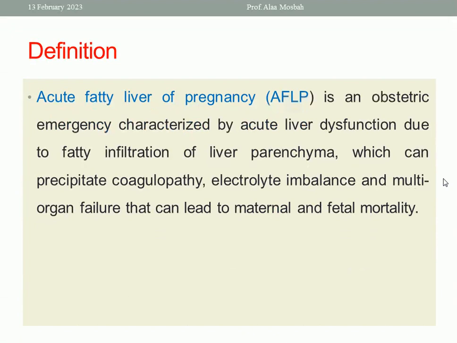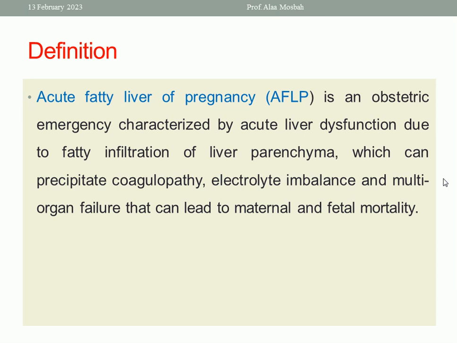Okay, so what is acute fatty liver of pregnancy? This is an obstetric emergency characterized by acute liver dysfunction due to fatty infiltration of liver parenchyma, which can precipitate coagulopathy, electrolyte imbalance, and multi-organ failure that can lead to maternal and fetal mortality. So, as you see, this is an obstetric emergency. It is not very common, but it is very dangerous for the mother and the fetus.